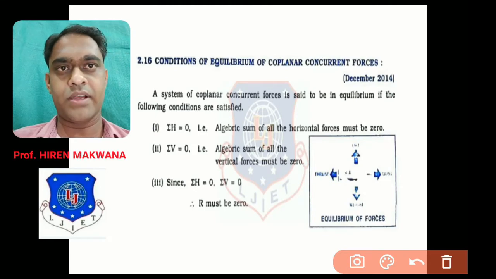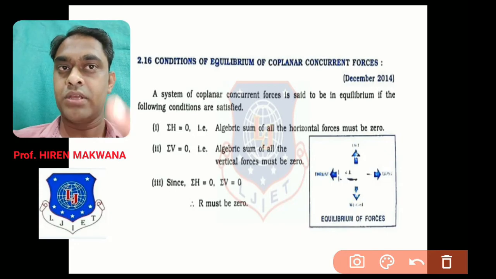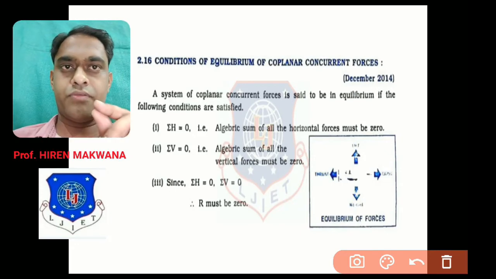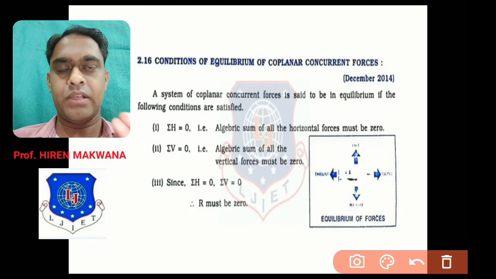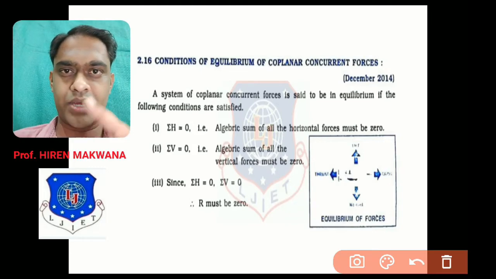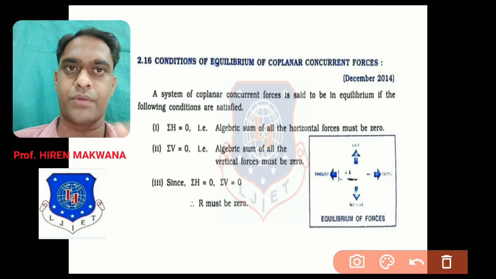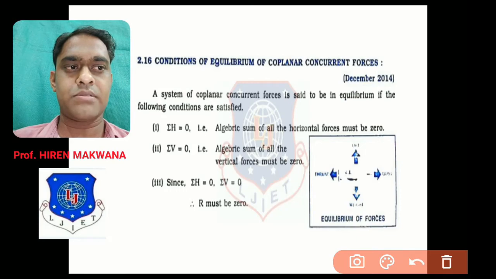So if it is given in the example that the resultant force is 0, then the condition is in equilibrium. Reverse, if the force system is in equilibrium, then we can say that sigma h must be 0, sigma v must be 0 and the resultant is also equal to 0. Okay, now let us start some examples. I will show you 1 or 2 examples of this method.